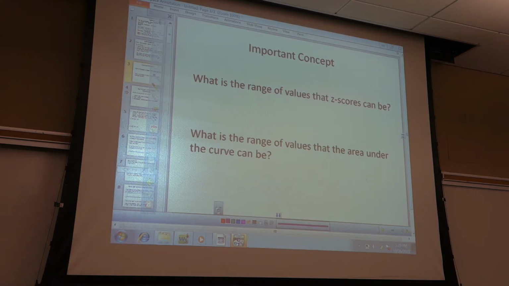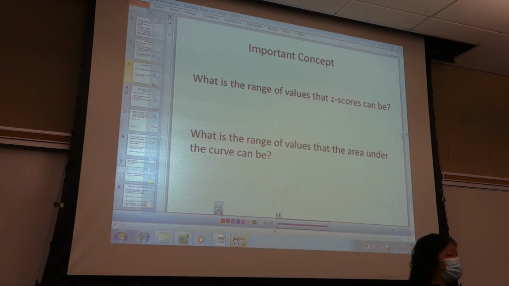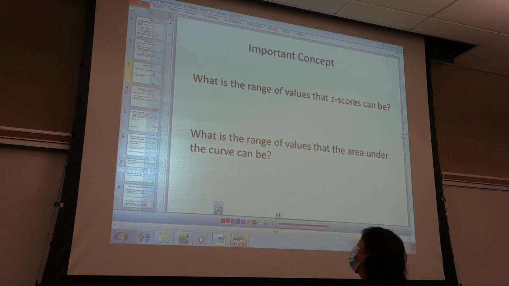All right, so everybody please think about what's the range of values that z-scores can be. In other words, what's the lowest a z-score can be? What's the highest a z-score can be? Think about it for 10 seconds, just on your own.